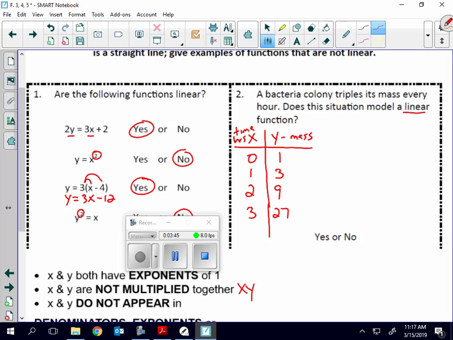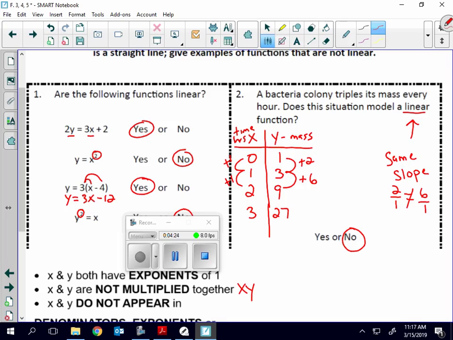And of course, linear will have the same what? It will have the same slope. So let's check the slope here. All right. Change in y, getting bigger by 2. Change in x, getting bigger by 1. So the slope there is 2 over 1. Here we have getting bigger by 6, getting bigger by 1. Are they equal? No. So this is not linear.